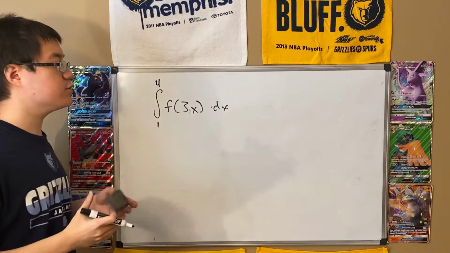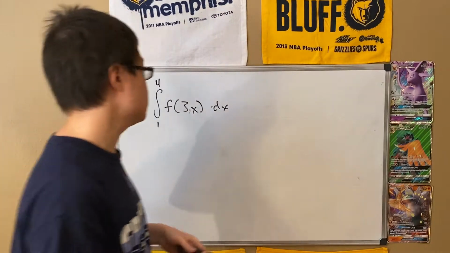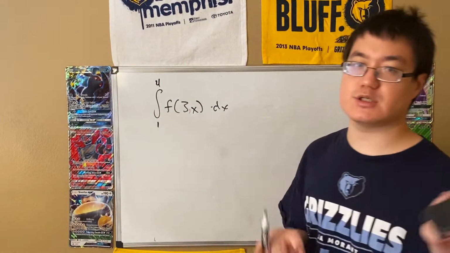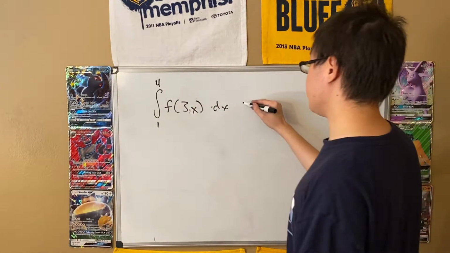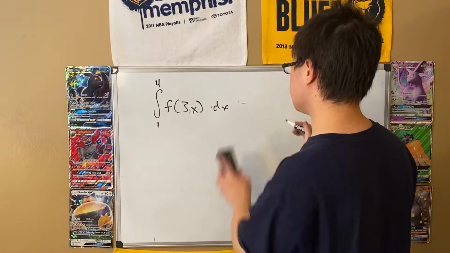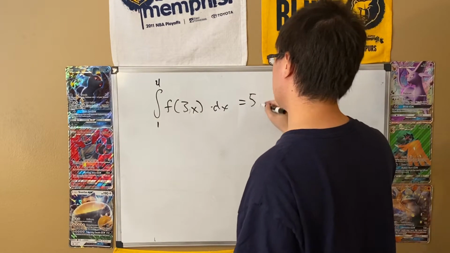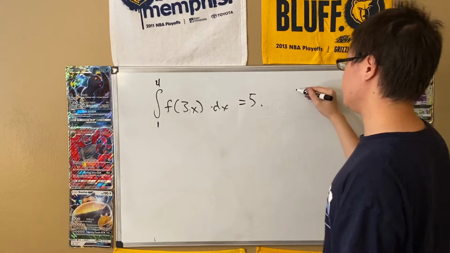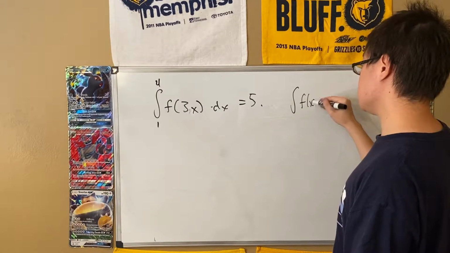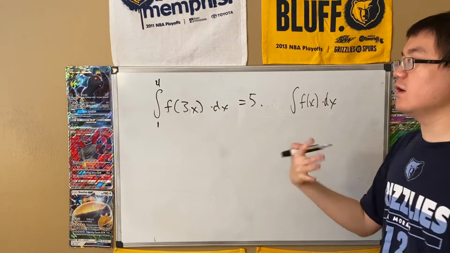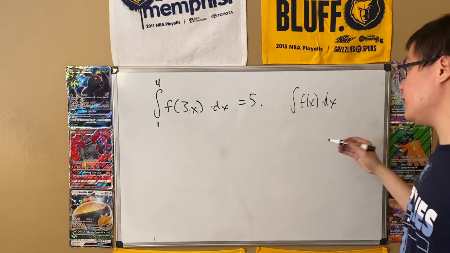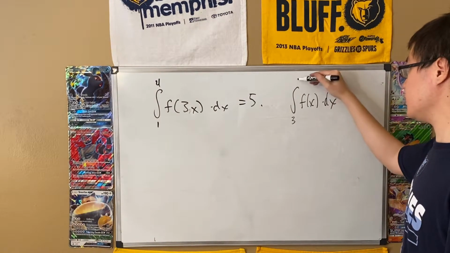So these are called general u subs because you don't know the actual numbers. You don't know the actual functions. It's just f. So this is going to be a given. Let's suppose that this is equal to 5. And what we want to do is find the integral of f of x dx, and instead of from 1 to 4, we want to find it from 3 to 12.